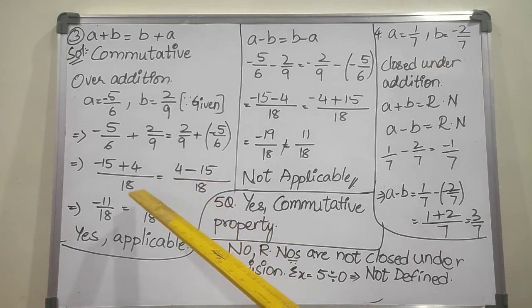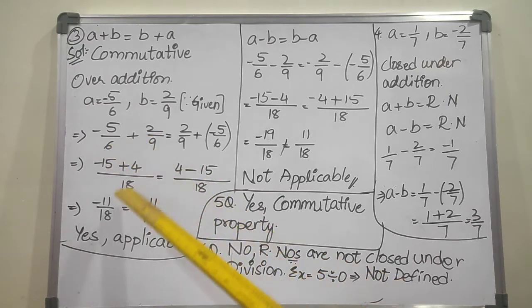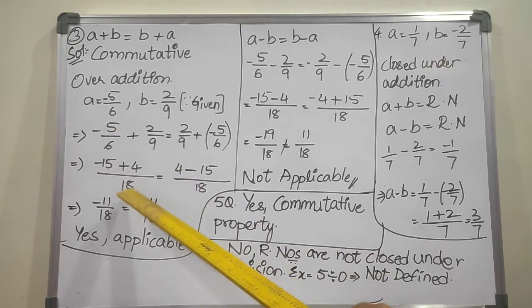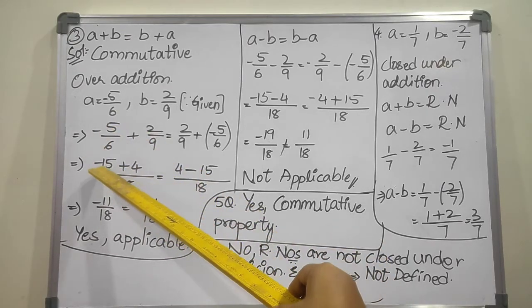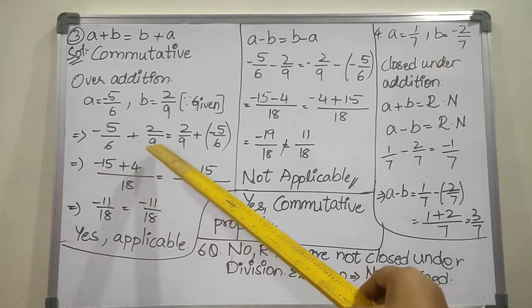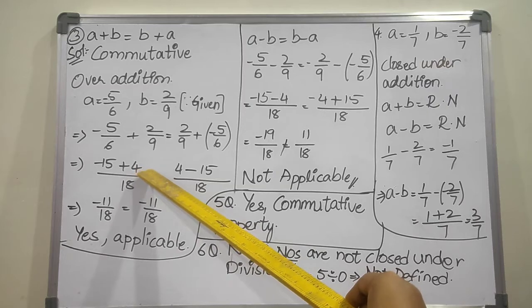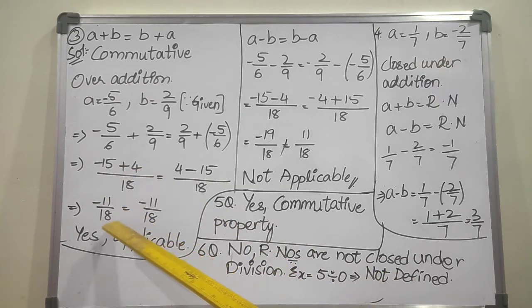Okay. Now after taking the LCM of 6 and 9, we have got 18 here. 6 3s are 18, 3 5s are 15, minus 15. Okay. Now 9 2s are 18, 2 2s are 4. Minus 15 plus 4 is minus 11 by 18.